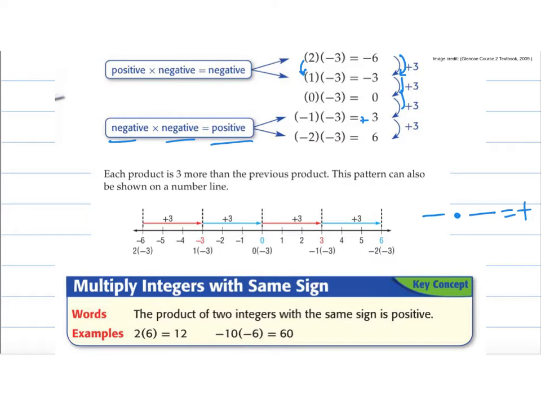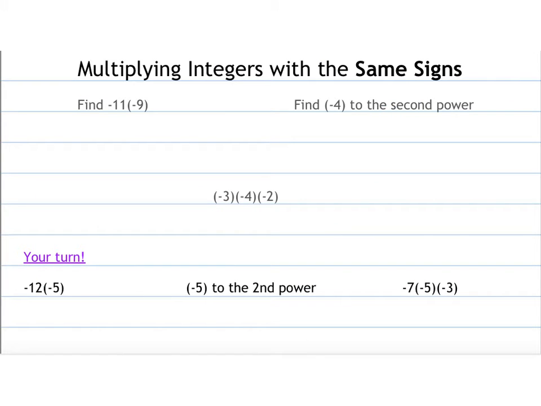Again, down here, the product of two integers with the same sign is always positive. Just like a positive times a positive is positive, negative times negative is a positive. They have examples there for you to see. Let's try some multiplying with the same sign. We multiply like normal. 11 times 9 is 99. But a negative times a negative is a positive, so you can just leave it as 99.